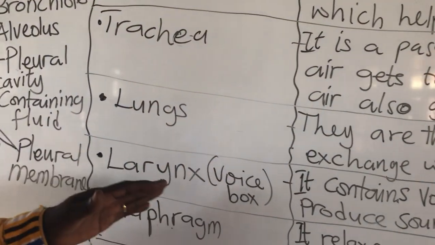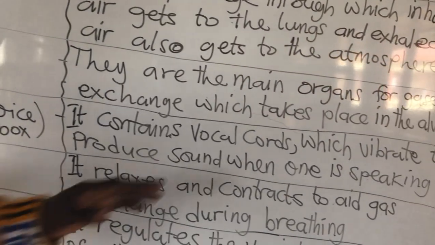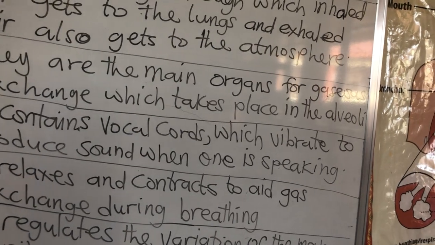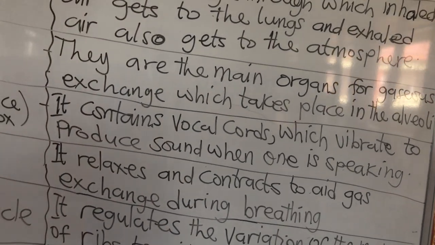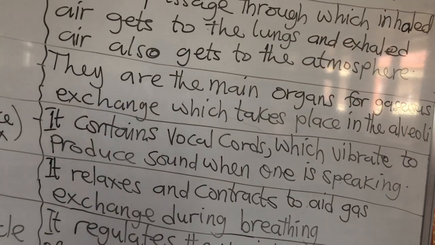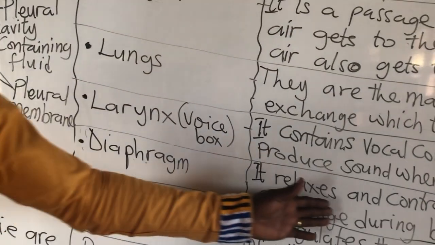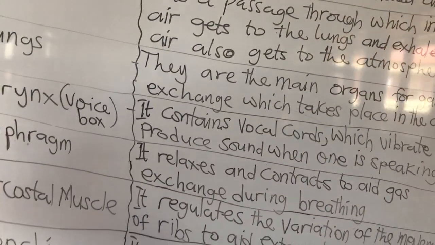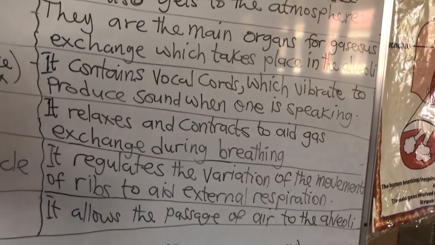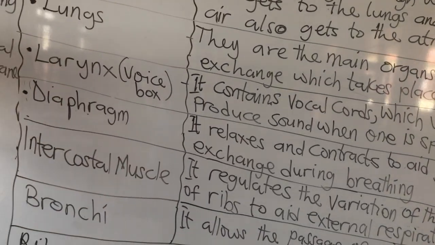We also have the larynx or the voice box. This contains vocal cords which vibrate to produce sound when one is speaking. As I'm doing now, the voice box is what is helping the sound to come out, and that is the larynx or voice box. We also have the diaphragm, which relaxes and contracts and helps in gas exchange during breathing. We also have the intercostal muscles here.